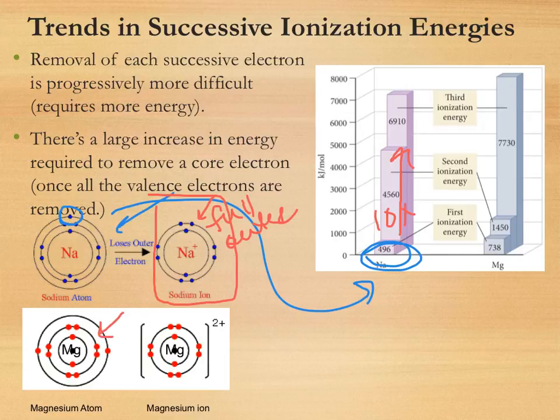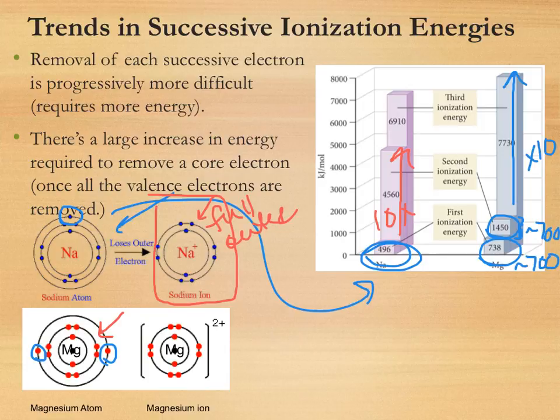Magnesium, for comparison, has two valence electrons. And so the energy required to remove each of the first two valence electrons is about equal. The first one's around 700 kilojoules, and removing the second one, if you do the difference in energies here, is around 700 kilojoules. But look what happens when we try to remove a third electron from magnesium. Again, it's almost 10 times more energy than to remove the first two electrons.